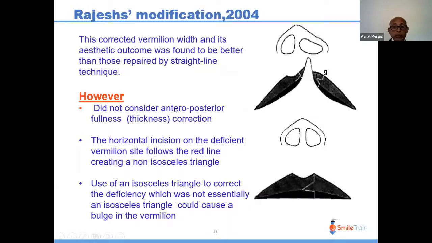So to just summarize, where I thought Rajesh's technique needed some improvement is that it didn't consider the anterior posterior or full thickness correction. This is one of my points. Again, the horizontal incision on the deficient vermilion side follows the red line, creating a non-isosceles triangle, meaning the two sides of the triangle are not equal. And he used an isosceles triangle to correct the deficiency, which was not essentially an isosceles.